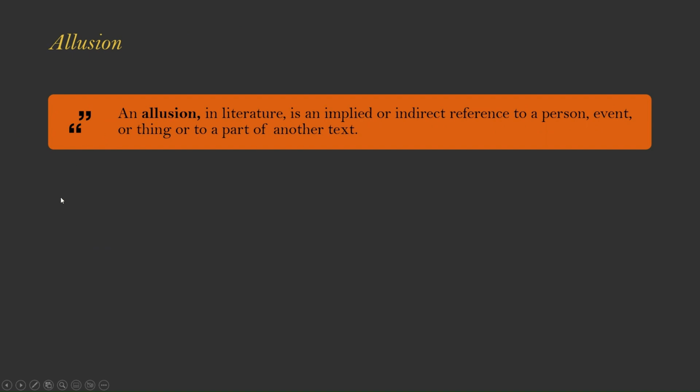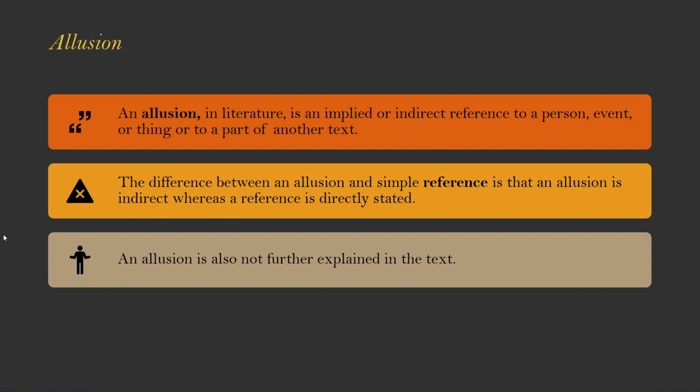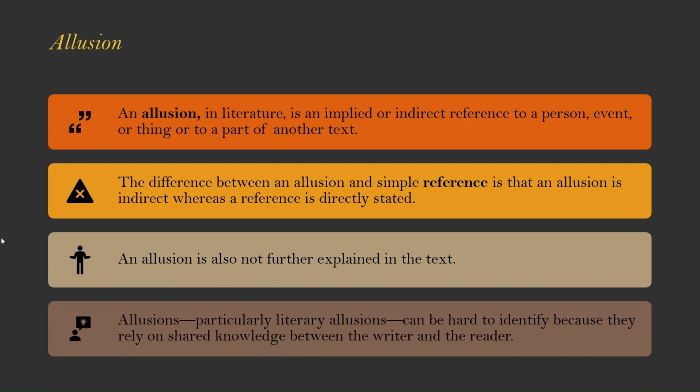And then an allusion. An allusion with an A in literature is an implied or indirect reference to a person or thing or part of another text. So the difference between an allusion and just a sort of reference is that an allusion is indirect, it's not overt, whereas a reference is directly stated. An allusion is also not further explained in the text.